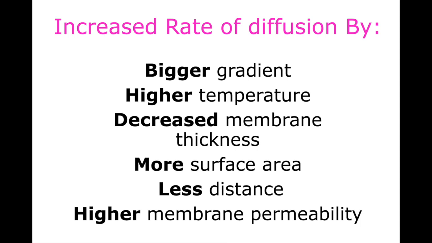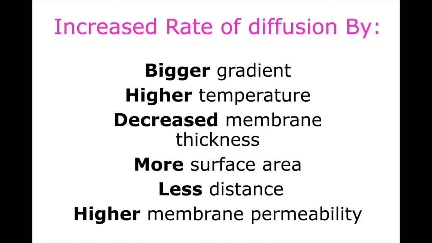How is the rate of diffusion impacted? Rate of diffusion will be increased with several different factors. First off, a stronger gradient, higher temperature, decreased membrane thickness, greater surface area, less distance traveled across the membrane, and a higher membrane permeability. These will all increase the rate of diffusion. What actually increases higher membrane permeability is a smaller molecule size and higher lipid solubility, considering that the inside of the plasma membrane is hydrophobic.